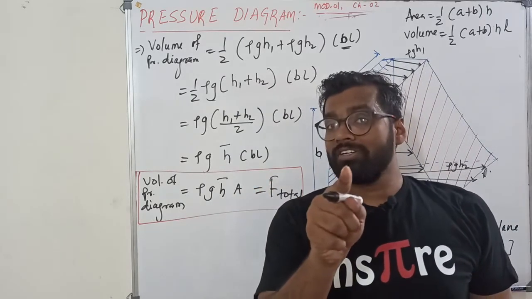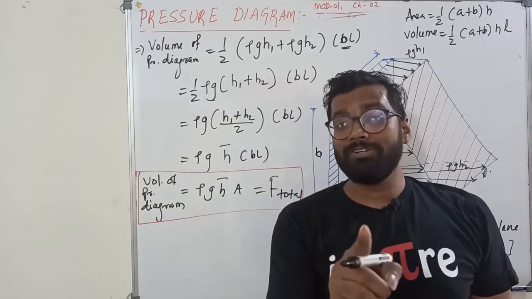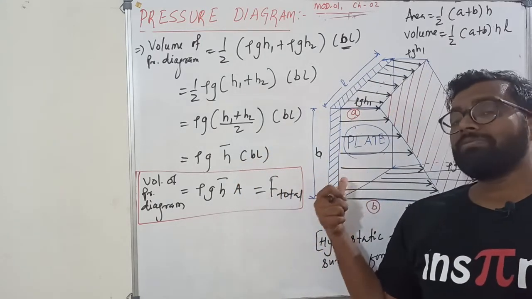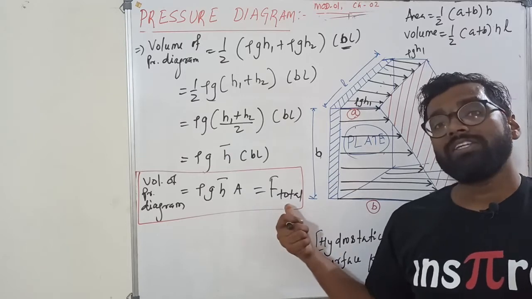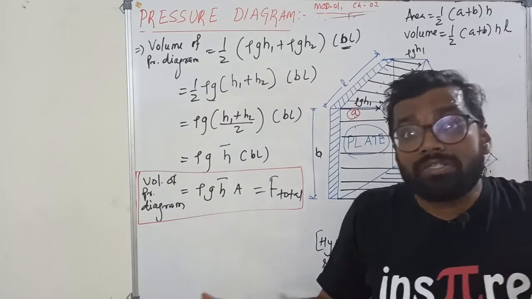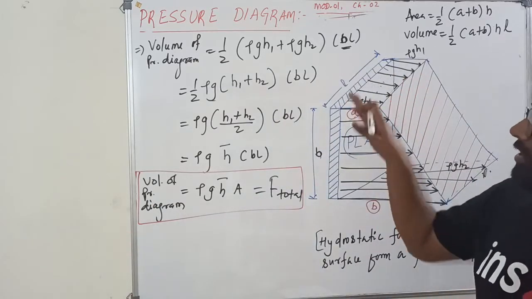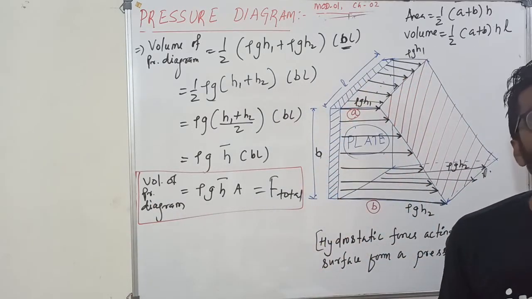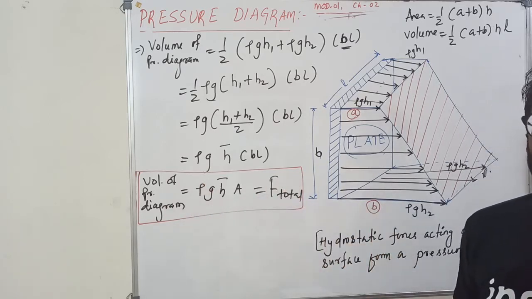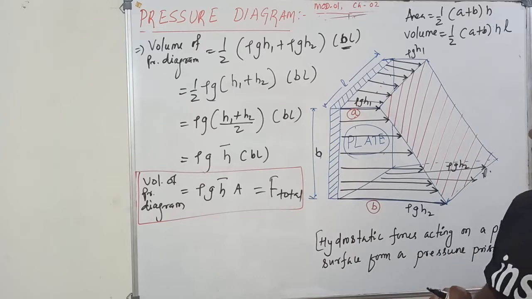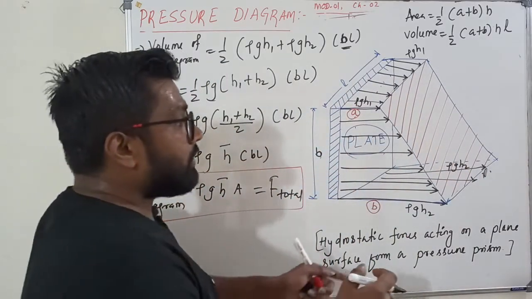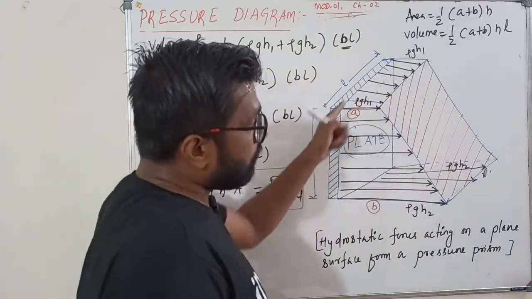I hope you understood. I have now proved that the volume of the pressure diagram gives you the total pressure force, or the hydrostatic pressure acting on this vertical plane surface. So the volume of the pressure diagram is your F total. Then, sir, how to calculate the Cp? I told you, center of pressure is nothing but the centroid of the pressure diagram.